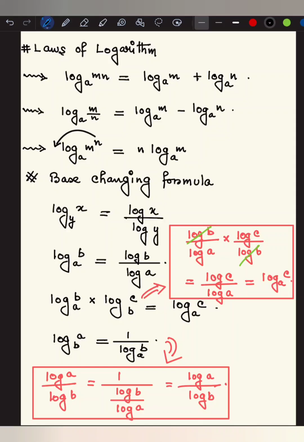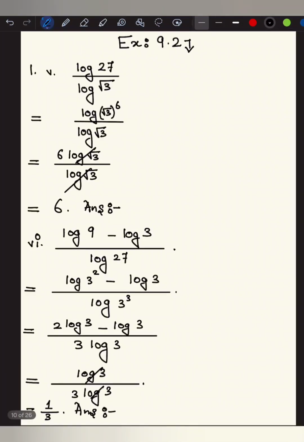Similarly, log a base b can be written as 1 by log b base a, because what is the value of 1 by log b base a? It's nothing but 1 by log b by log a. So it gets reversed and it comes up to be log a by log b, which is equal to log a base b, which is this term. Understood? Okay, so these were the formulae.